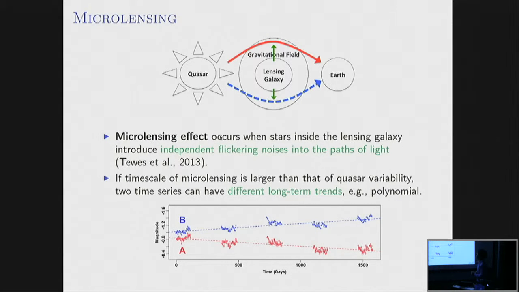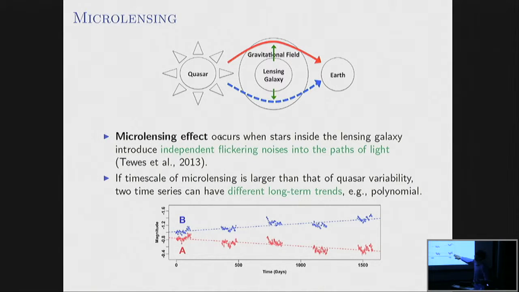So let me explain another phenomenon, microlensing, because this is very common in real data sets. The microlensing effect occurs when stars inside the lensing galaxy introduce some flickering noises into the path of the light. For example, if there is a small star near the path, then that star may behave like a small lens, affecting the lensing magnification. If the time scale of that microlensing effect is much larger than the time scale of the intrinsic variability, then the two time series may show you some polynomial long-term trends.